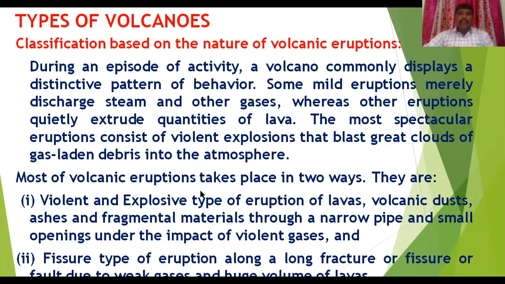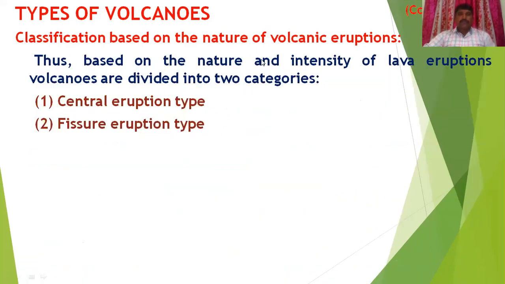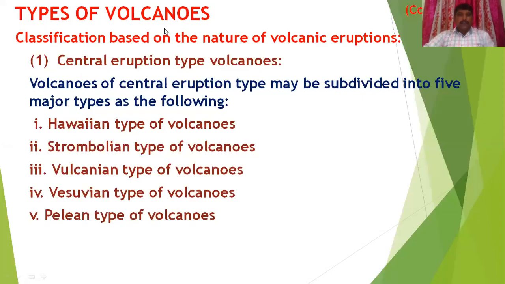Thus, based on the nature and the intensity of the lava eruptions, volcanoes are divided into two categories or two groups. They are one, the central eruption type, and two, the fissure eruption type. The first is the central eruption type.